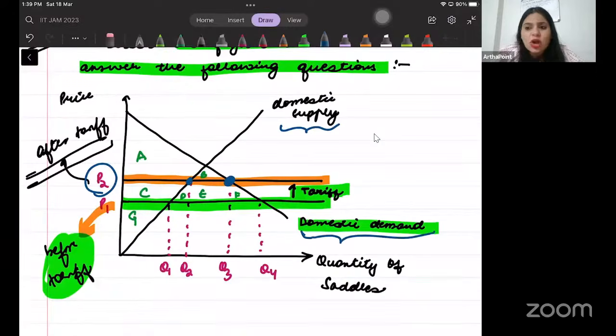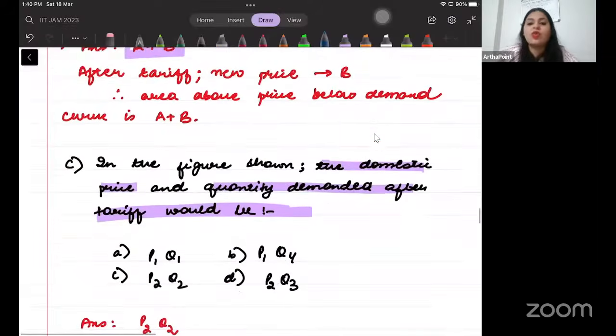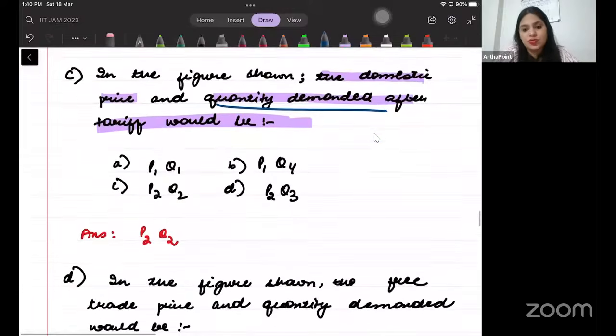But it does not matter what demand is. If only Q2 units are supplied in the market, then I have to only supply these many units. So after tariff, I will only have a supply of this much, Q2, at price P2. This is what would be the domestic supply. So the question says what will be domestic quantity, and that would be Q2, P2.